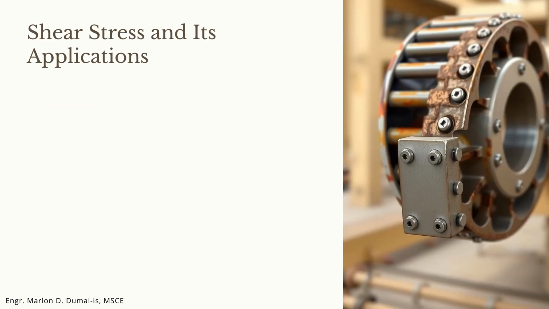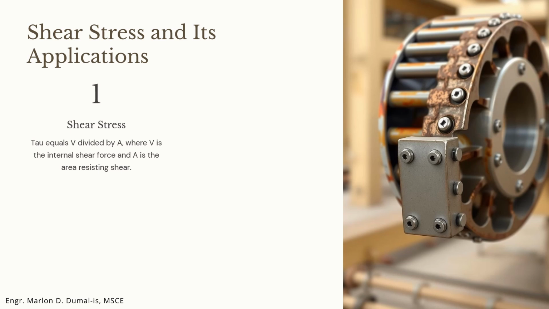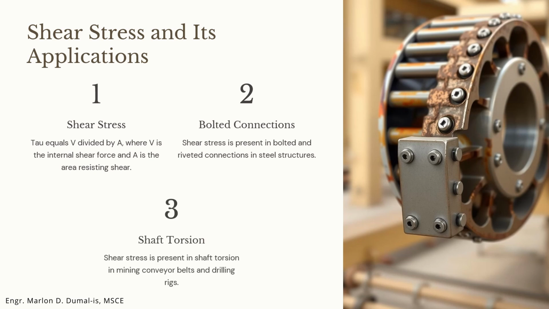Shear stress plays a vital role in many engineering applications. It is calculated as tau equals V divided by A, where V is the internal shear force, and A is the area resisting shear. Shear stress is present in bolted and riveted connections in steel structures, shaft torsion in mining conveyor belts and drilling rigs, and shear forces in rock formations affecting tunnel stability.